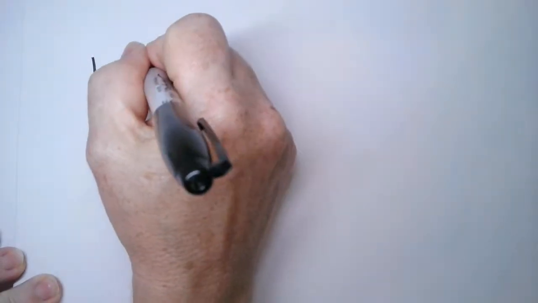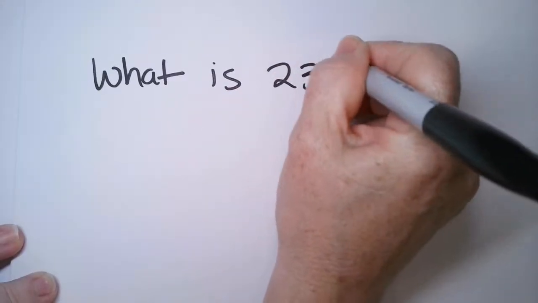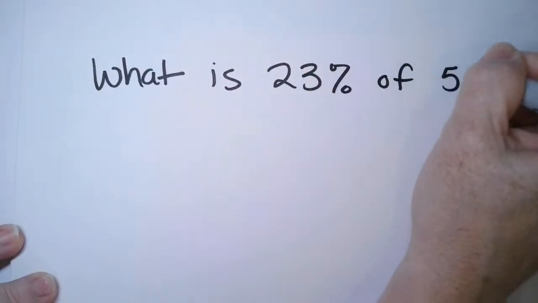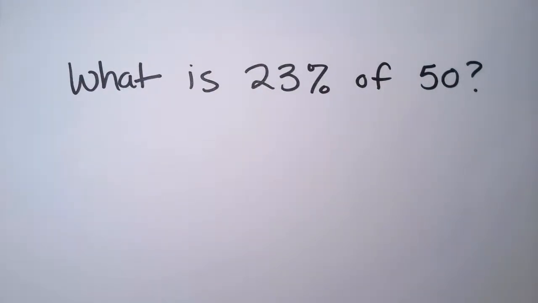So what I just said was, what is 23% of 50? That's the question. So you just write down exactly what I said. That's step number 1. And now we're going to translate.